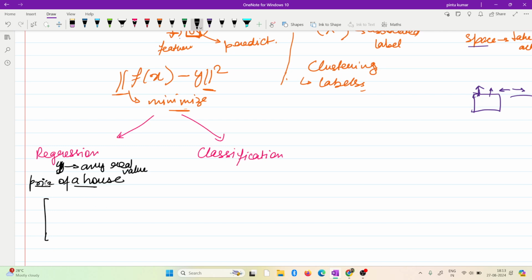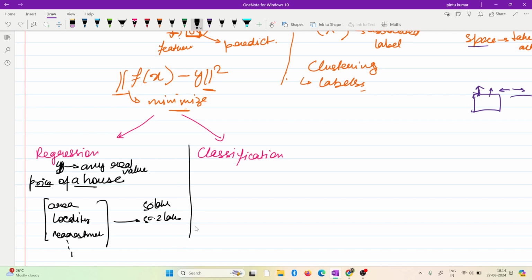So let's say you want to predict the price of a house. You are given the area of your house, the locality, and then let's say the distance from the nearest metro station. So you have a feature vector like this and you want to predict the price of a house. The price that you're going to get is a continuous value. You can have a price of, let's say, 50 lakhs or 50.2 lakhs. So when we solve this kind of task, it is called regression. The y that you take are continuous in nature.